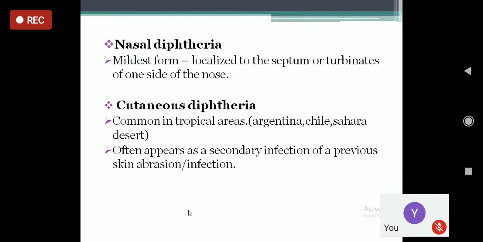So this occurs especially in tropical areas, in countries where the climate is hot and humid, like Argentina, Chile, Sahara Desert, where the climate is very, very hot and humid, and often appears as a secondary infection of a previous skin abrasion infection. So if there is skin abrasion or infection, if a child has a skin infection due to some bacteria, now what happens? This bacteria can again infect the child through this skin wound.